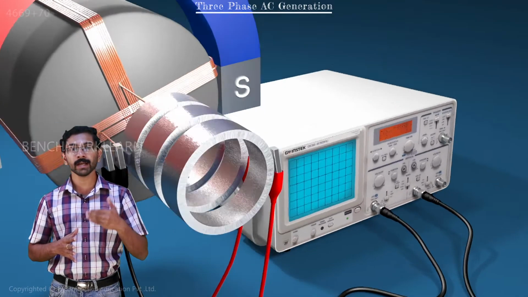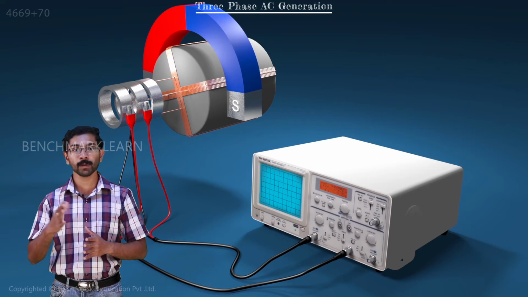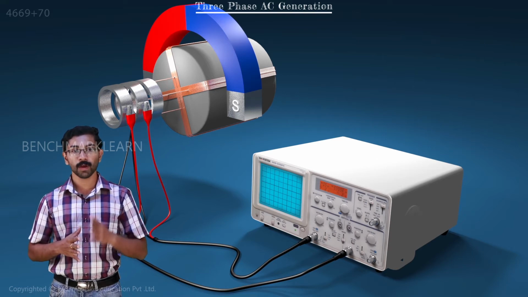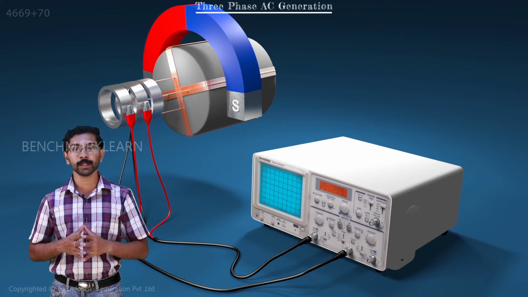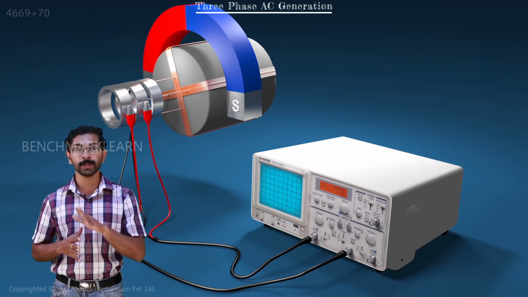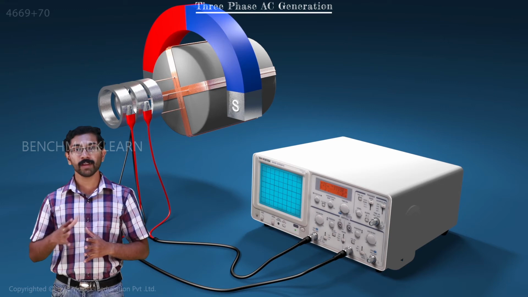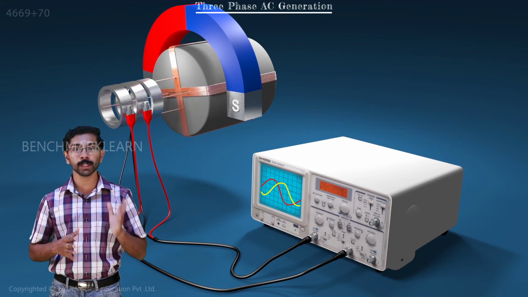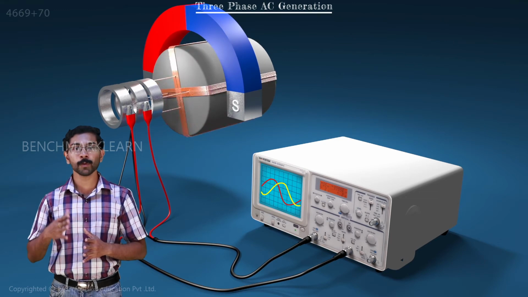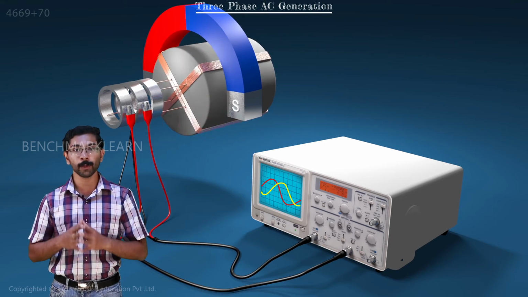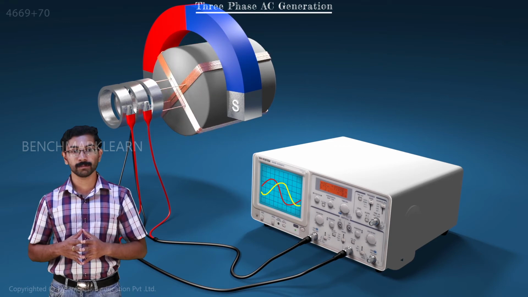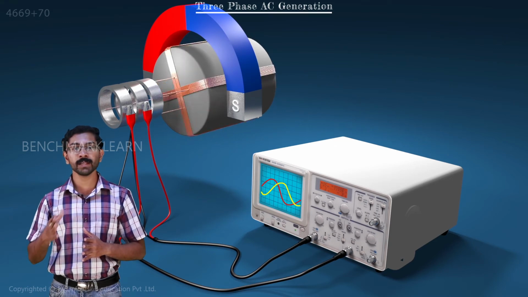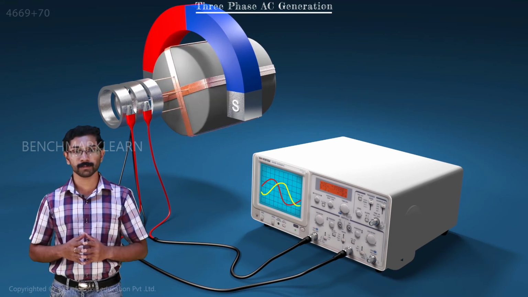Now we add a second coil perpendicular to the first coil. One end of each coil is connected to a common slip ring. The other two ends are connected to 2 separate slip rings. When we rotate the armature, EMF will be generated in both the coils. This will also be an AC with the same frequency as the first case, but there will be a phase difference between the two voltages.